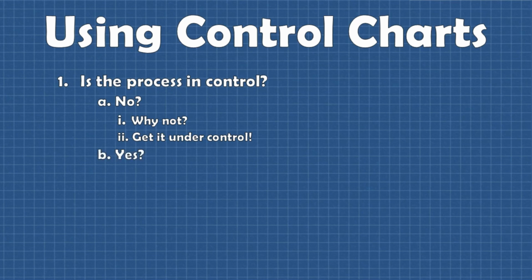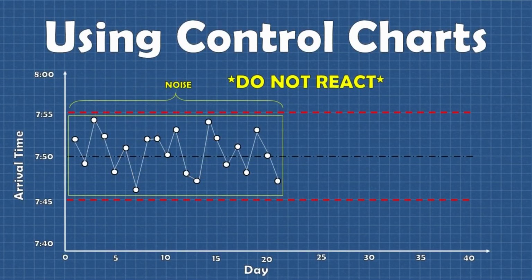So if we do have a process that is generally in control, we will be able to determine signal from noise. And that is very important because we do not want to react to noise. Again, this is because noise is caused by all of those variations that are natural to the process. If we tried to reduce this variation, it would be at best a waste of resources, and at worst we could actually add more variation into the process.